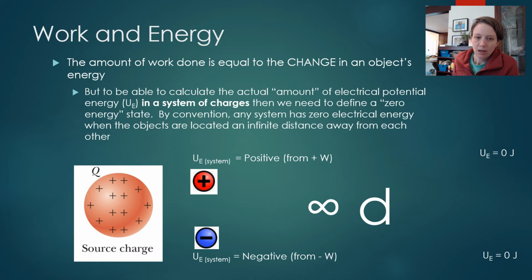So electrical potential energy can be 0 if two objects are an infinite distance apart. It can be positive, or it can be negative, and that is a little bit different than gravitational potential energy, which is always only positive, because we have this interesting attract or repel situation.